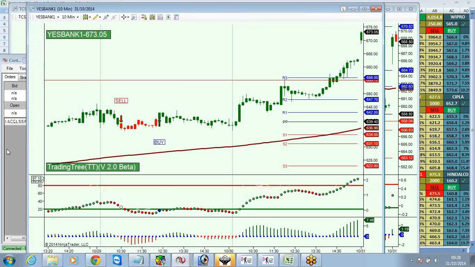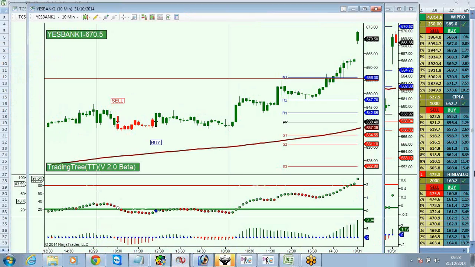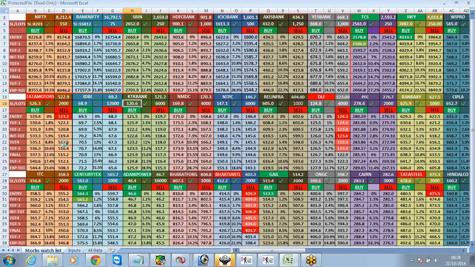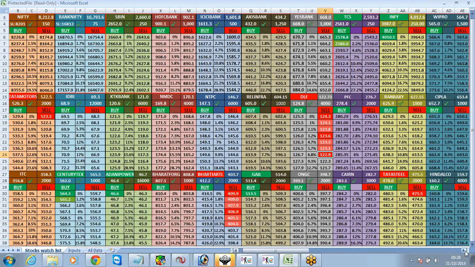So just opened all the charts. Now what we'll do is we'll just go back to the FuturesTree file. So you can see DLF is already somewhere near its final target. So we'll just wait for a few minutes. Once the market stabilizes, then we'll be getting the right prices and the right calls.